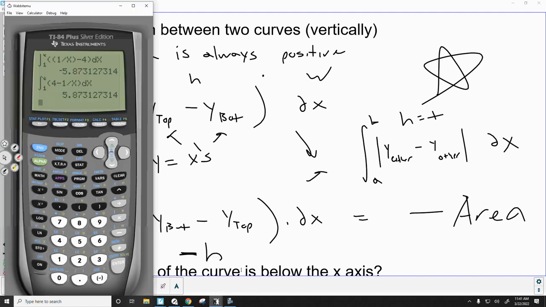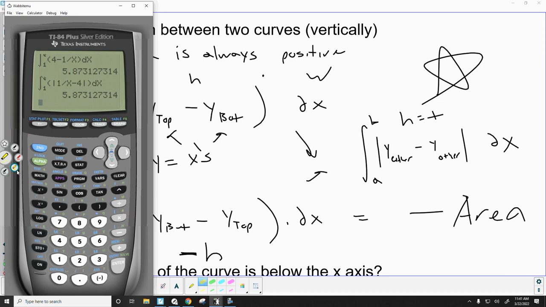It's important to know, now I can't insert an absolute value, that's one thing that is not insertable. But if I use an absolute value and mess up and do 1 over x minus 4, this would give me the positive correct answer, even though I messed things up and I did a bottom minus the top. Okay? You could use this to check answers.